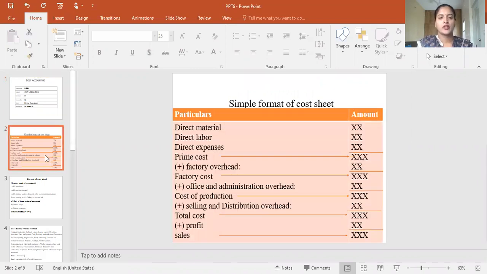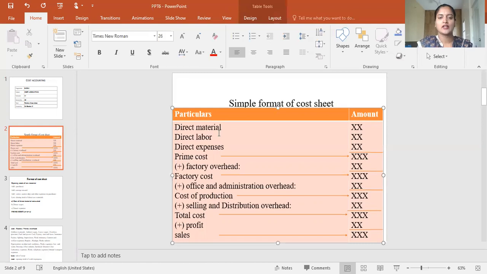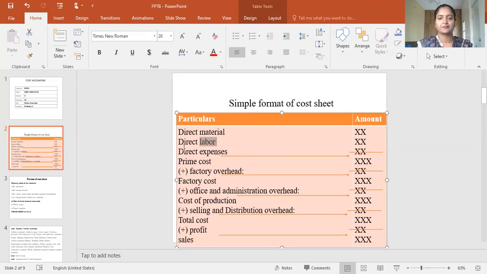Now, before going to the cost sheet, first we should understand how we are supposed to enter the items into the cost sheet. For that, the simple format of the cost sheet has to be known. Under this, first, what are the items that should be taken into the cost sheet? The first one is direct materials, the second is direct labor, and the third is direct expenses. All three expenses, direct materials, direct labor, and direct expenses, put together, we call it the prime cost.